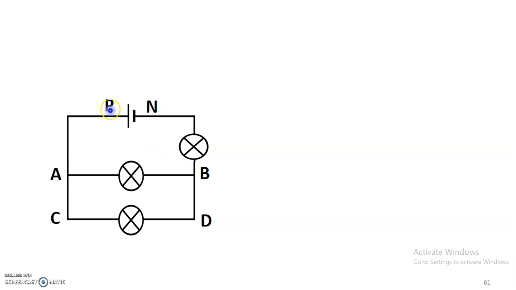Let's see. This P and this A are identical because between P and A we have a connecting wire and the voltage across a connecting wire is 0. But here between N and B we have a lamp. So N is not identical to B. So this battery and this lamp are not connected in parallel.